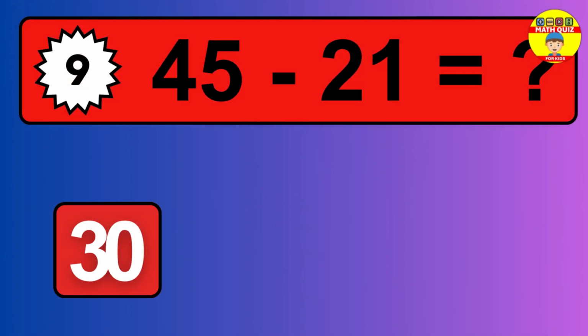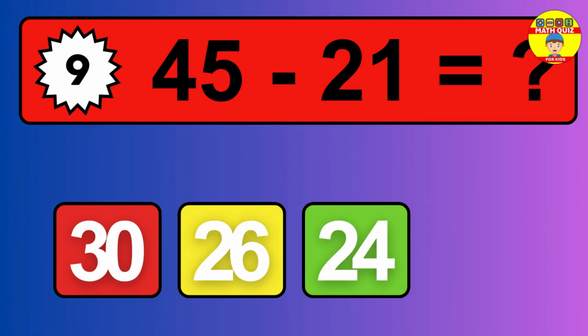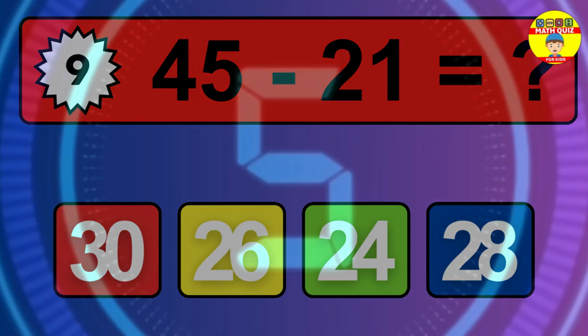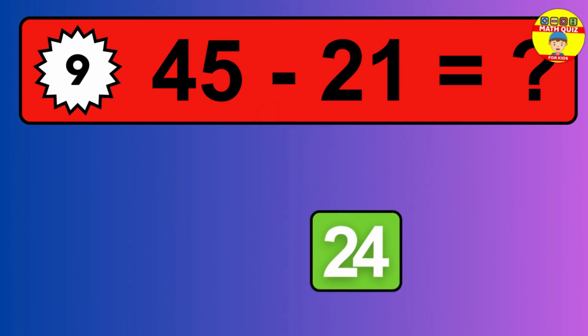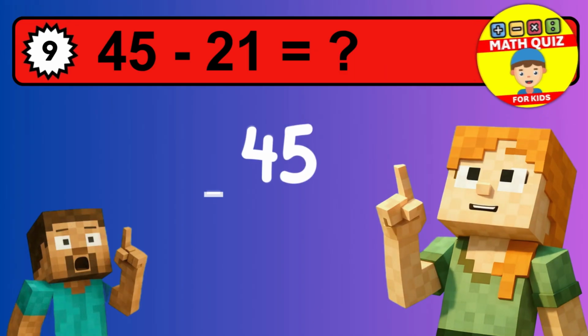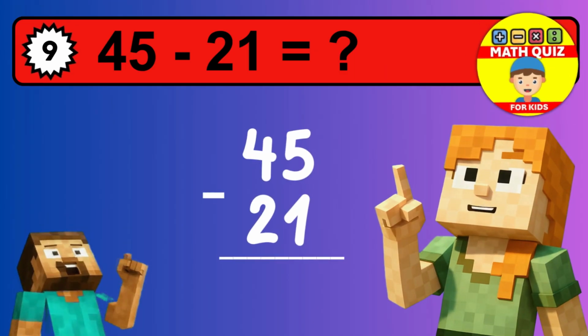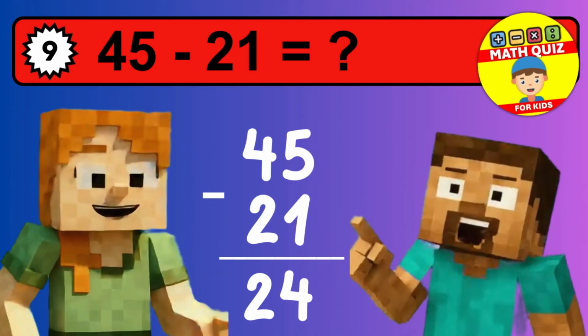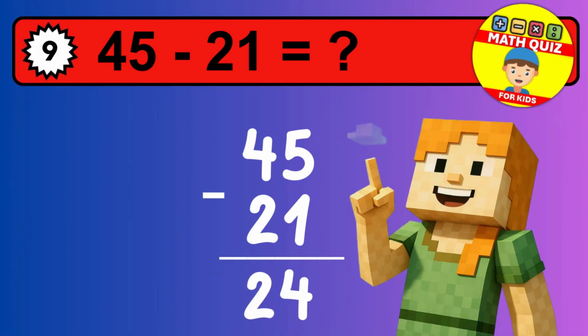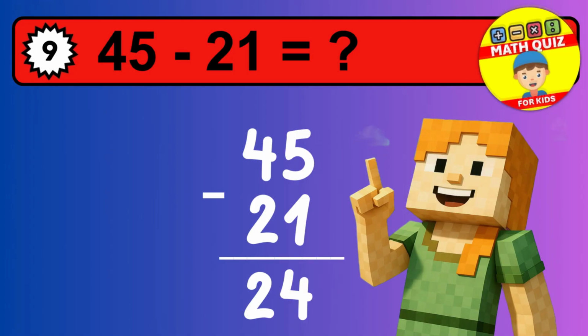What is 45 minus 21? Time to think. Let's solve this step by step. We start with the units. 5 minus 1 is 4. Then we go to the tens. 4 minus 2 is 2. The final answer is 24.